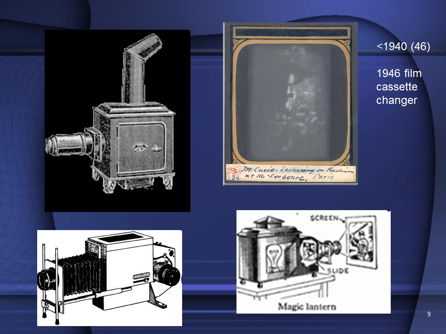These are examples of lantern slides and the lantern slide projector. Recall the film cassette was later introduced in 1946. Before this, they used these pieces of lead glass crystal onto which an image was placed, and this would be placed into the lantern slide projector and the image projected onto the wall for analysis.